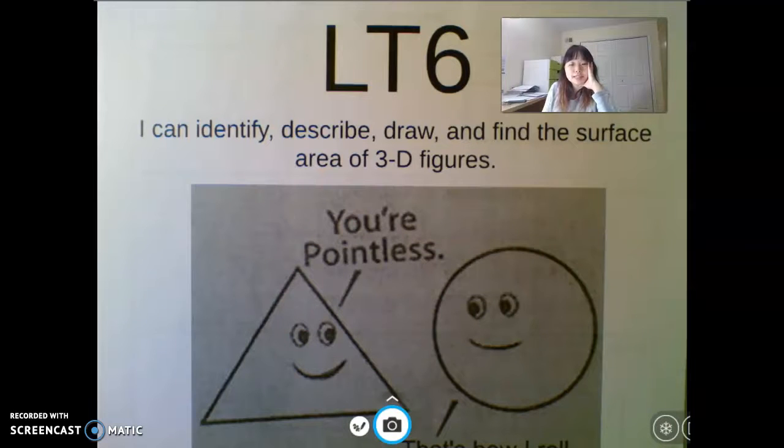Learning targets 6 and 7 are all geometry. Number 6 is I can identify, describe, draw, and find surface area of 3D figures. And learning target 7 is going to be all about volume. These are our last two learning targets for the whole first semester. So let's get started.